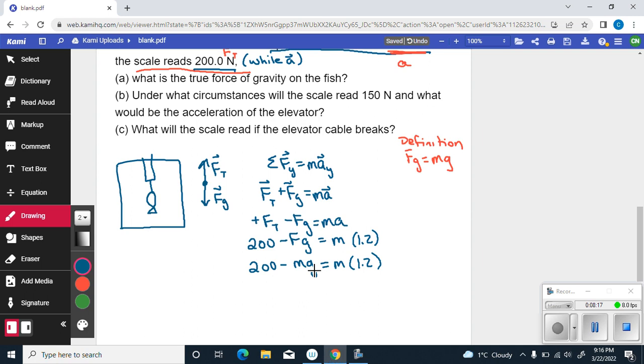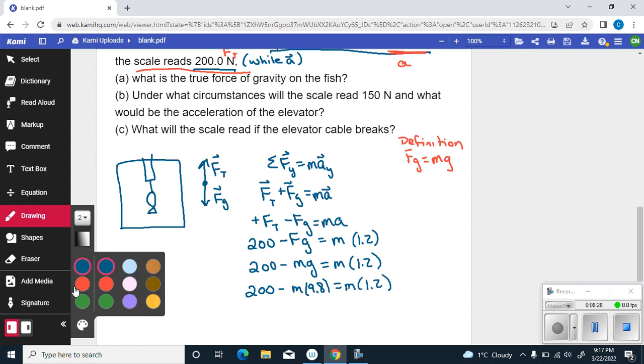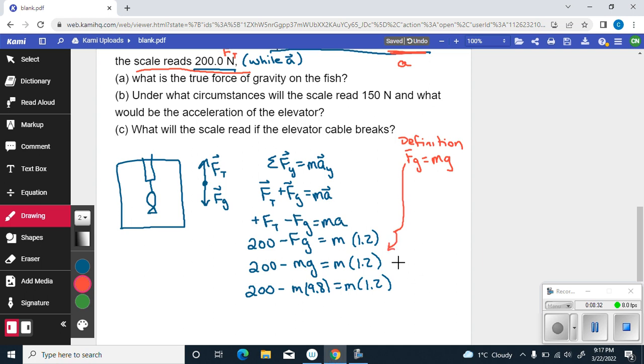Oh, but I know what g is, right? We know g is defined as that 9.8. So m times 9.8 equals m times 1.2. So I've subbed in my definition, right? And then I subbed in the fact that g equals 9.8, 9.8 meters per second squared. That's what we've been using. Well, now I only have one variable left.